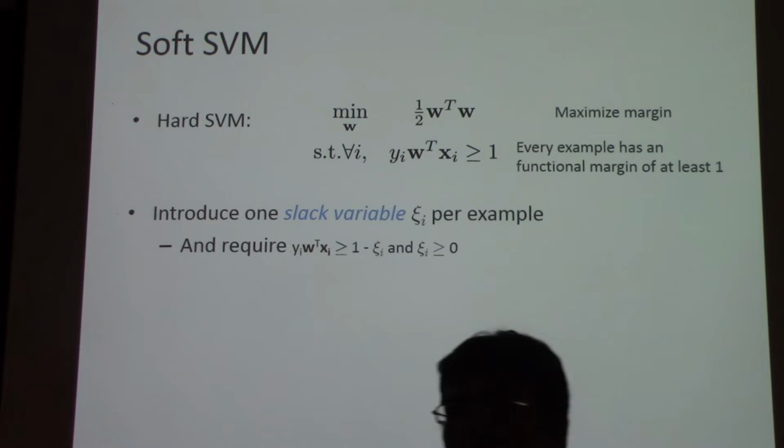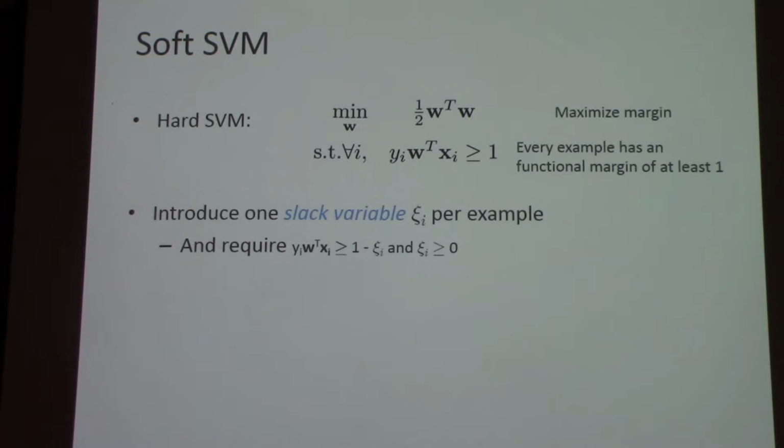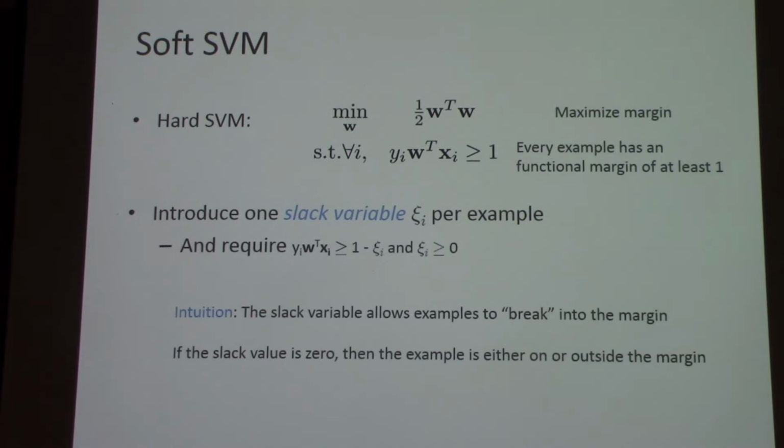The slack simply says how much should this example violate the margin constraint or not. So we want, but if so, by how much? So we want all the slacks to be positive, and instead of demanding that y w transpose x should be greater than 1, we are allowing y w transpose x to be greater than something less than that, 1 minus the slack. If all the slacks are 0, we come back to the hard SVM. So what we want to do is allow some slack variables to be non-zero, to be more than 0, so that they break into the margin.